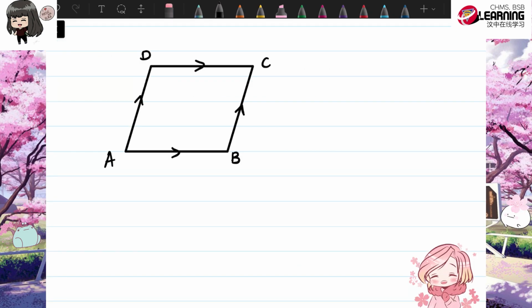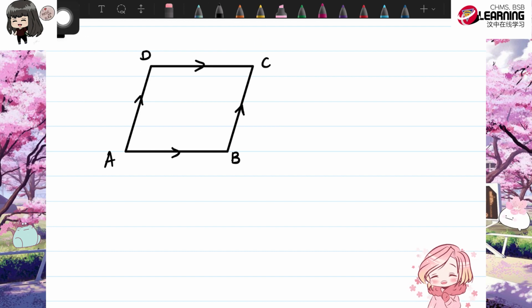Now I want you to look at this parallelogram. It has two pairs of parallel lines. AB is parallel with DC and AD is parallel with BC, right? The line DC and the line AB have the same length as well. AD and BC also have the same length. So this parallelogram has two pairs of parallel lines, and two pairs of same length.